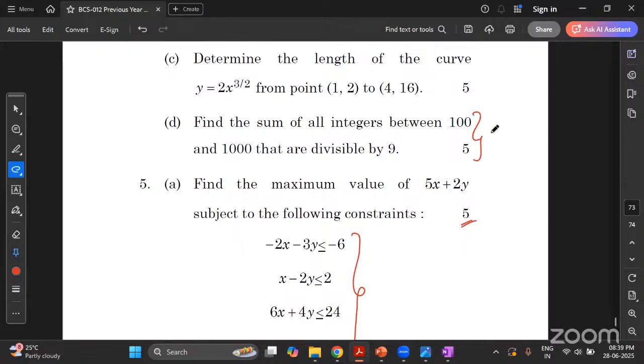See, this question is also from AP, arithmetic progression. Find the sum of all integers between 100 and 1000 that are divisible by 9. So if the numbers are divisible by 9, all the numbers will have a difference of 9. You need to know the first number divisible by 9 and the last number less than 1000 divisible by 9, and use the Sn formula of AP to solve this. It's quite a very, very simple problem.